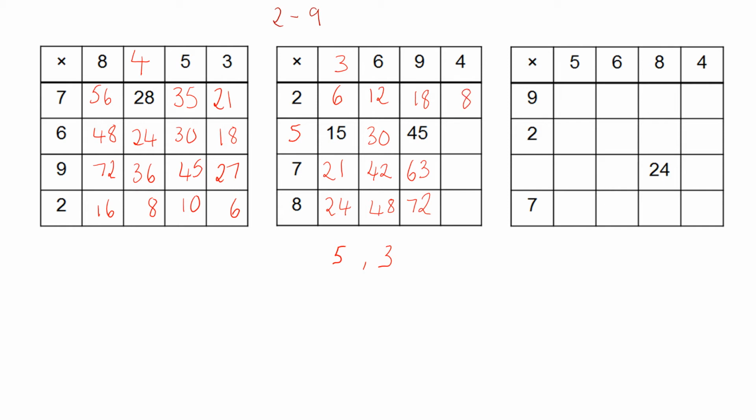4 times 2 is 8. 5 times 4 is 20. 4 times 7 is 28 again. And 8 times 4 is 32.